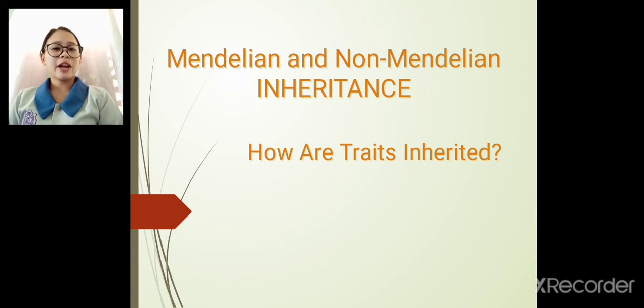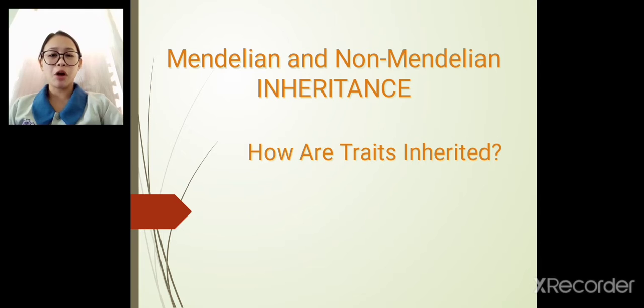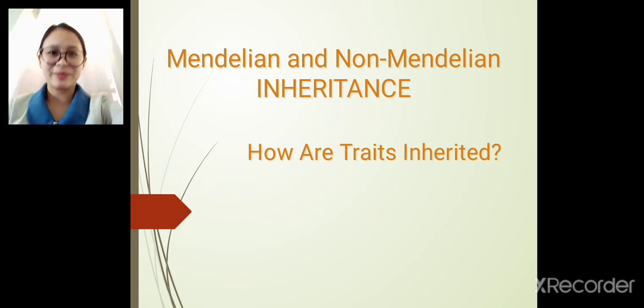The concept of inheritance is classified into two types named Mendelian inheritance and Non-Mendelian inheritance. The genetic traits that follow the principles of Mendel's law are known as Mendelian inheritance, while the genetic traits that do not follow Mendel's law are known as Non-Mendelian inheritance. But before we start, let me introduce to you who is the father of genetics.